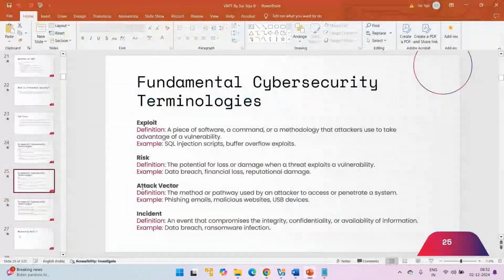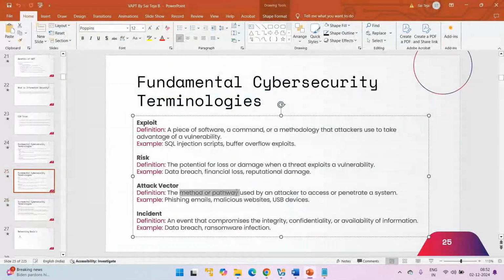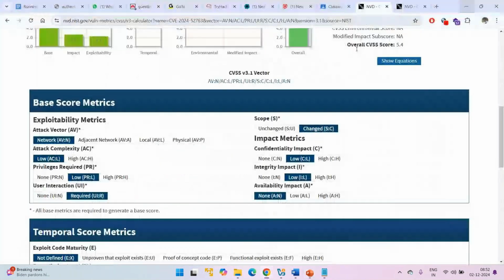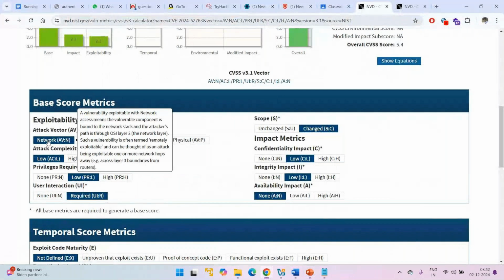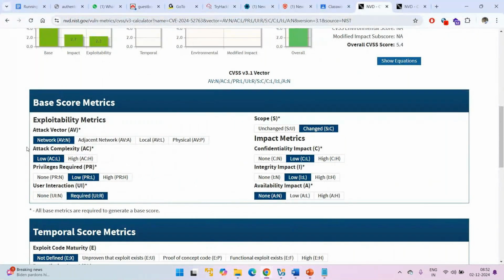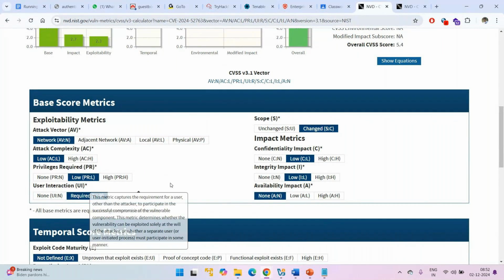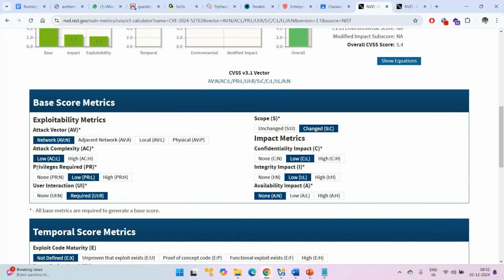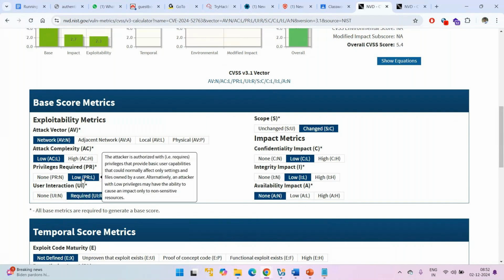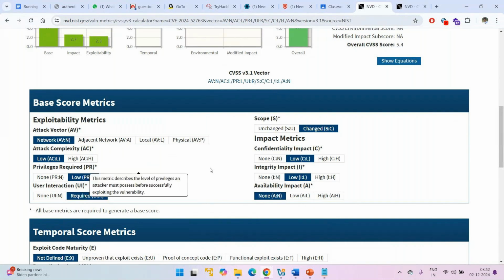See, attack vector is a method or a path used by the attackers to access or penetrate into the system. So to exploit this vulnerability, he'll be able to exploit it using a network. And how complex is it to execute this attack? Low complexity. It is not so difficult, I can say, right? And does he require any privileges to exploit this attack? I think this requires some privileges. I think this cross-site scripting which he identified is after authentication. So he added low-level privileges, and user interaction is required or not.